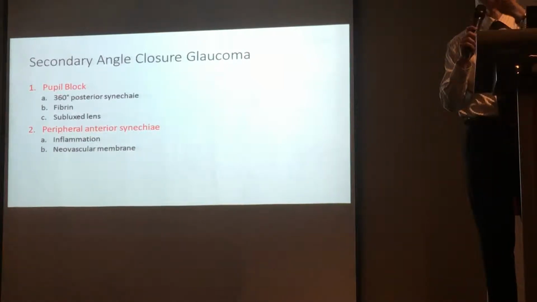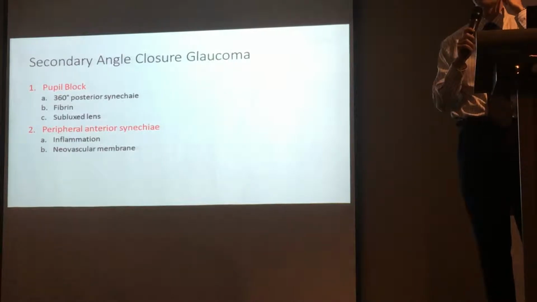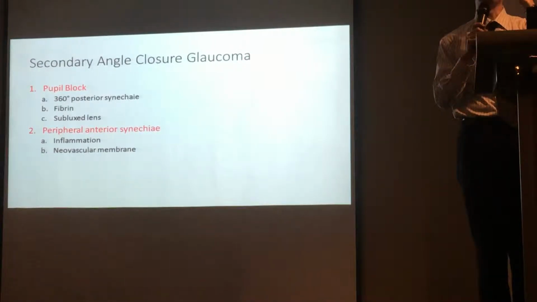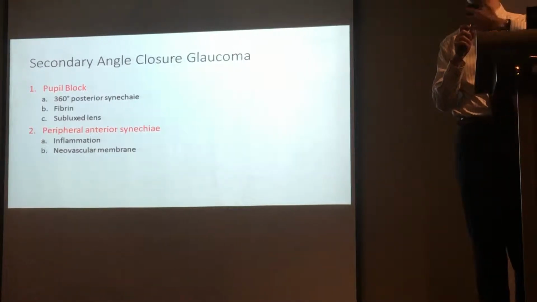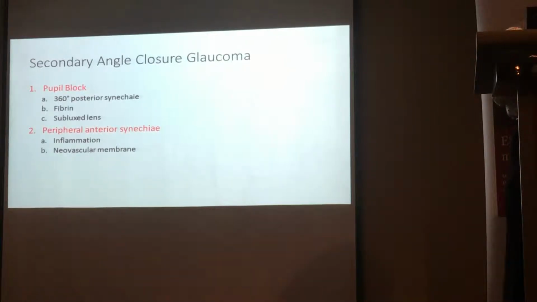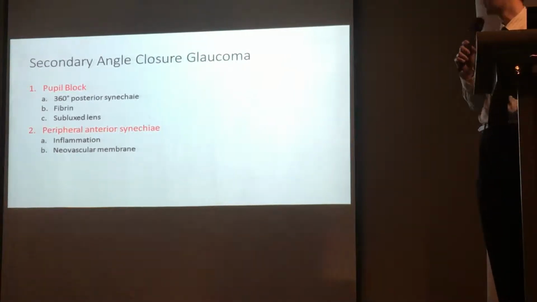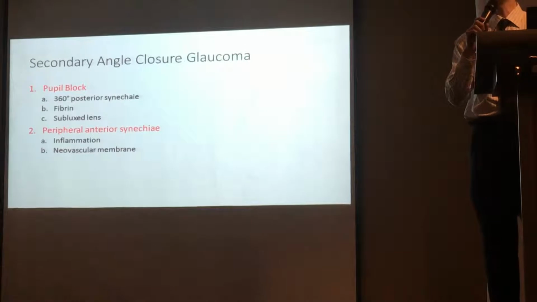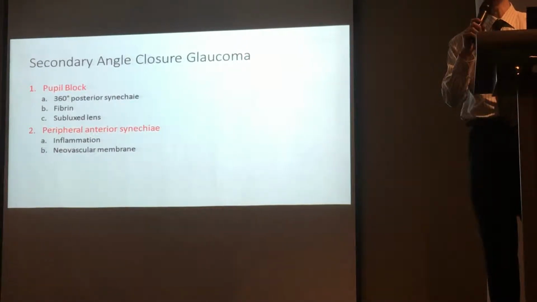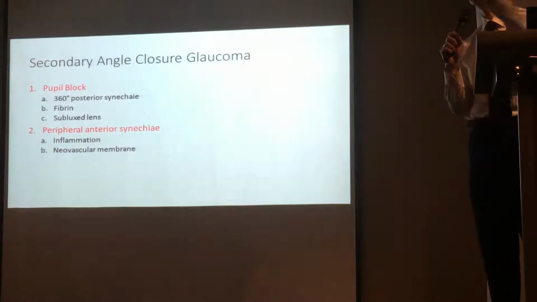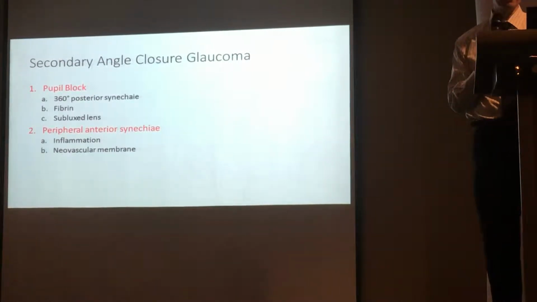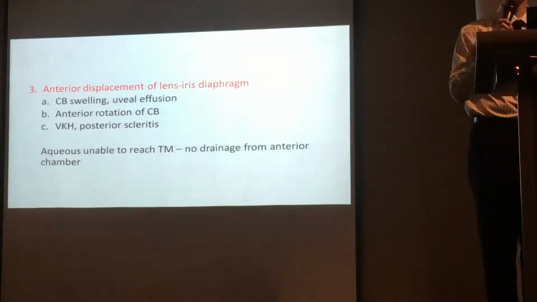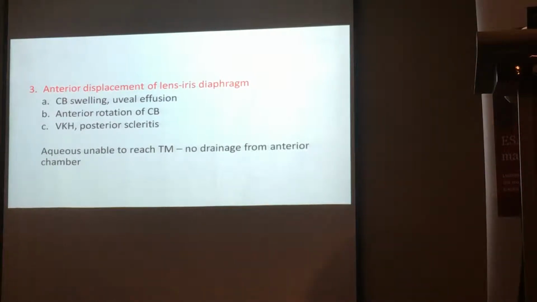Usually it's not an IOL, it's going to be the phakic lens. So subluxation because of zonulysis means that the whole anterior lens surface is plastered against the pupil. So peripheral anterior synechiae can be a result of inflammation. It can also be a result of neovascular membrane. When the membrane first appears, angles are still open, eventually the membrane will contract, and eventually the whole meshwork will be obstructed.